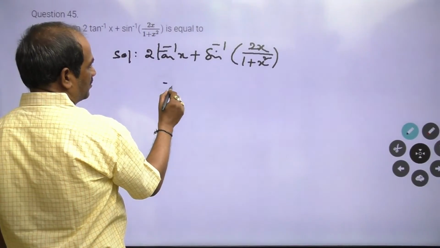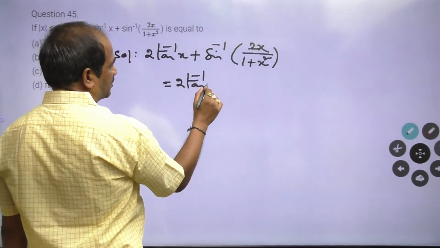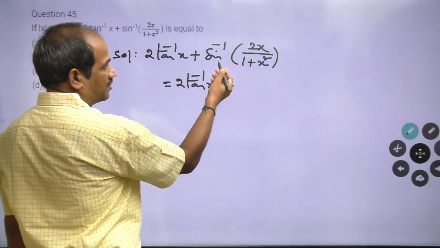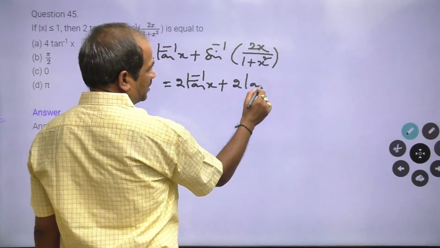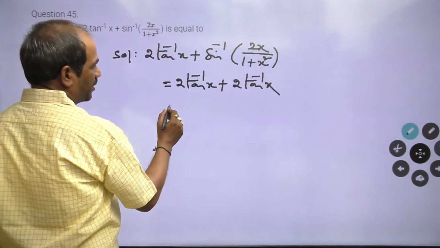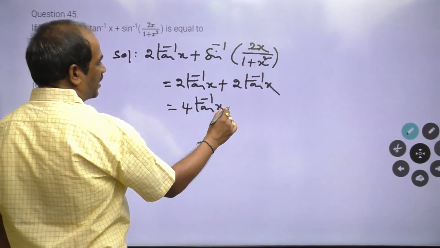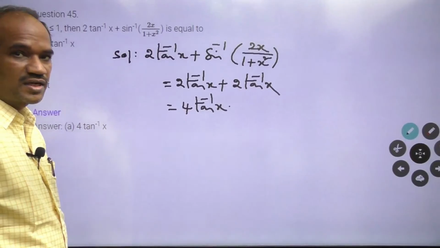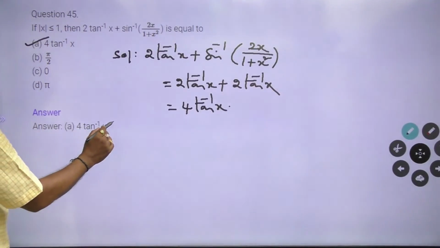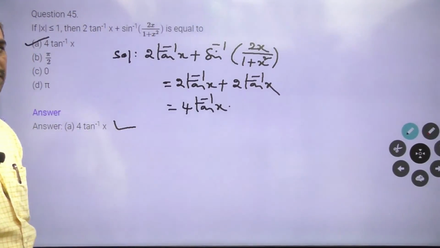This value is 2 tan inverse x, plus sin inverse of 2x by 1 plus x square, which in terms of tan is also 2 tan inverse x. So 2 tan inverse x plus 2 tan inverse x gives a total of 4 tan inverse x. Check the answer: 4 tan inverse x is option A, so the answer is right. Write this question.